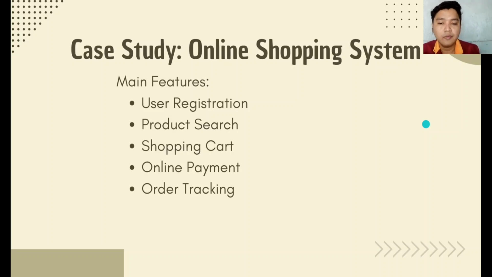To better understand the difference between these two types of requirements, let's look at an online shopping system. An online shopping system allows users to browse products, add items to a shopping cart, make payments, and track their orders. Most of us have probably used this type of system before, which makes it a good example for understanding requirement analysis. In this case study, we can identify both functional and non-functional requirements that are necessary for the system to operate successfully.